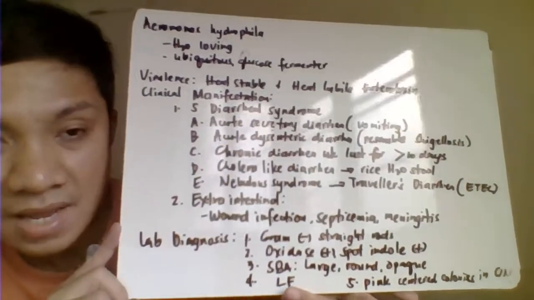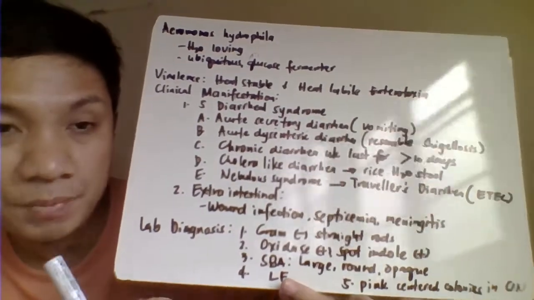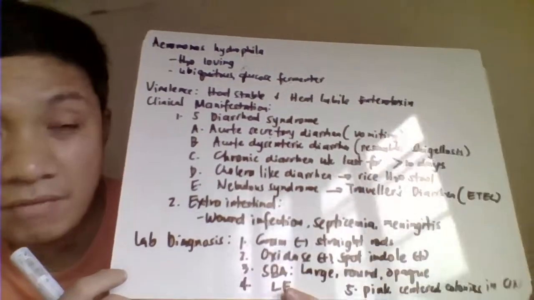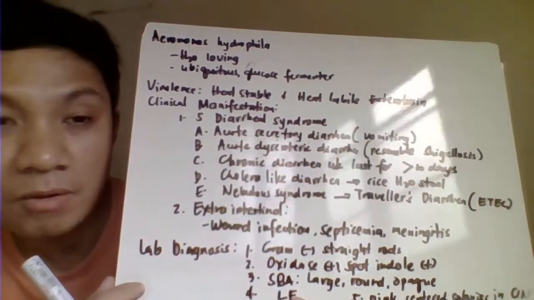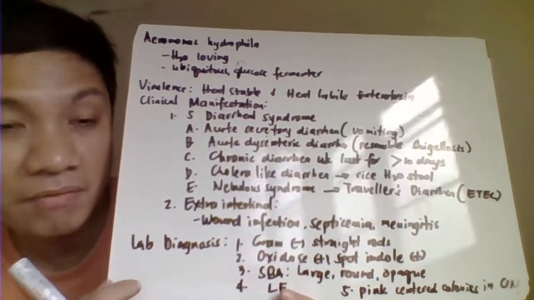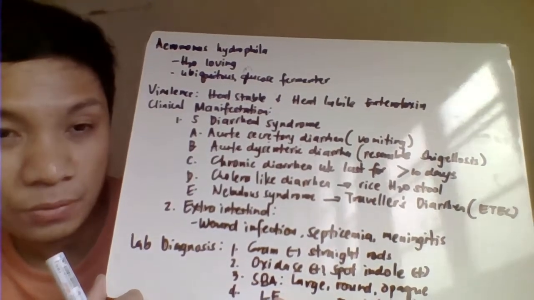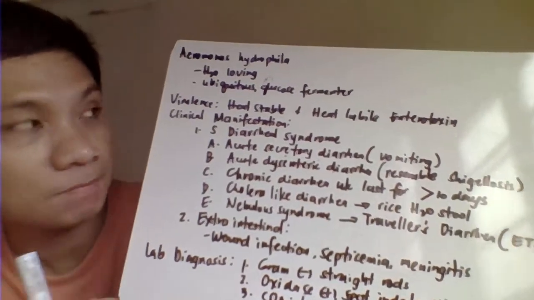Okay, the next genus in this group of bacteria is Aeromonas hydrophila. From the word hydro, this is a water-loving organism. It tries to ferment glucose. It's ubiquitous and could be found in a wide environmental distribution.